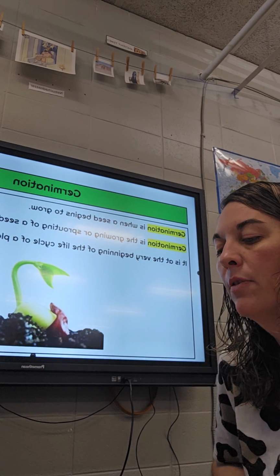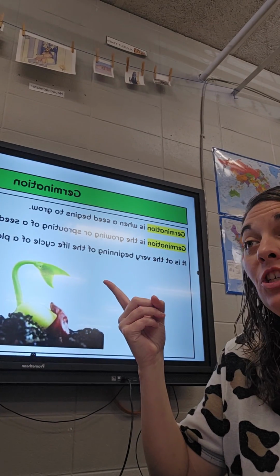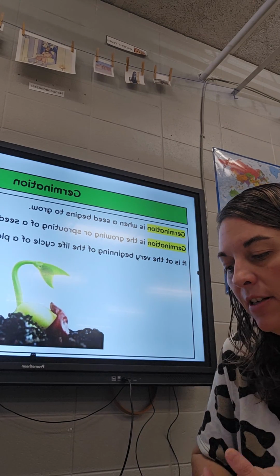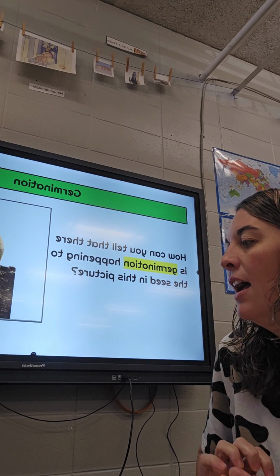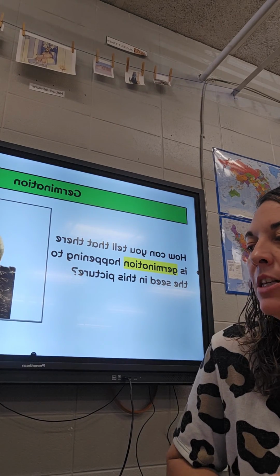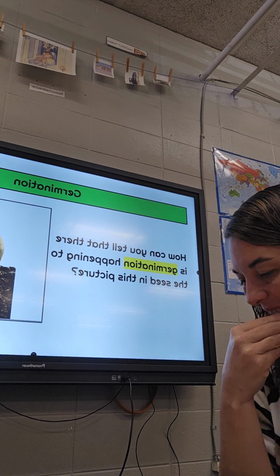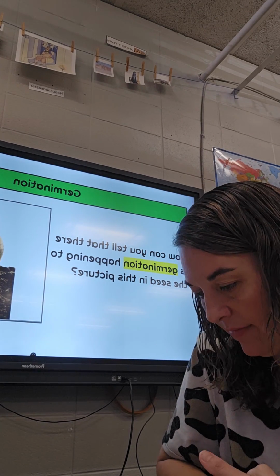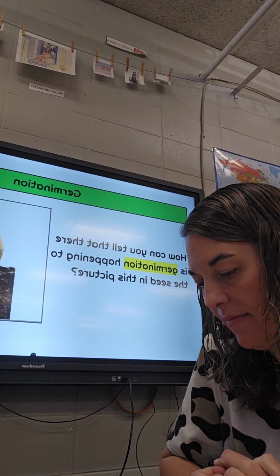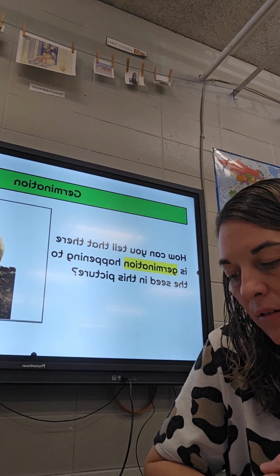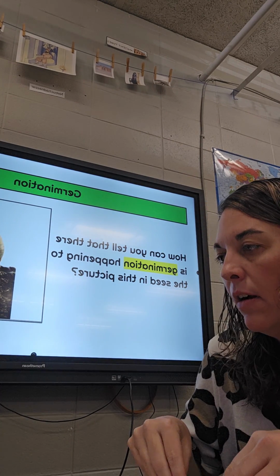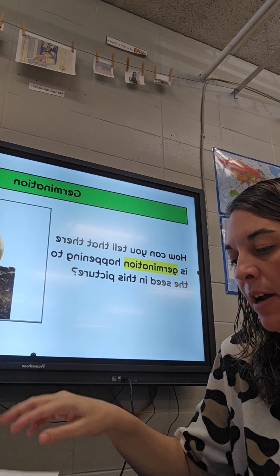All right, so today we will learn that germination is when a seed begins to grow. Say germination with me 3 times. Germination. Good job. How can you tell that there is germination happening to the seed in this picture? Because it's starting to sprout. You see it sprouting out in the middle right there, right? Look at that seed germination.